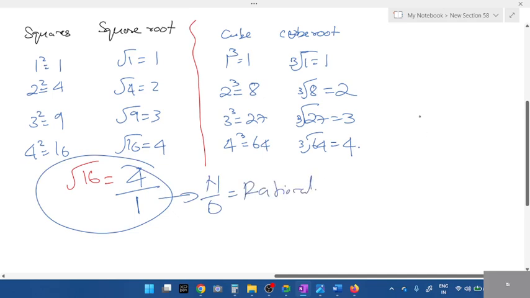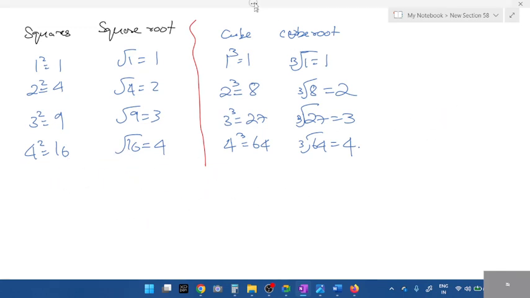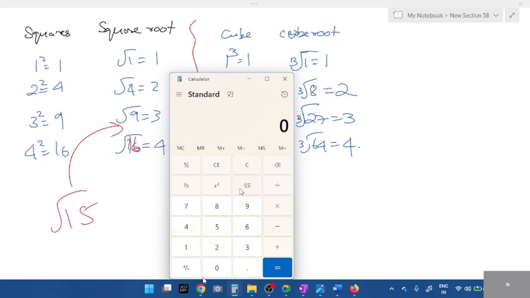Rational. But what about square root of 15? Is square root of 15 a perfect square number? Tell me, students. No, it's not a perfect square. Look, square root of 15 lies in between 9 and 16. If I check the answer for square root of 15, can you see here? It is a continuous number, right? The numbers are not repeating, but continuous. 3.8729. It doesn't end, students.